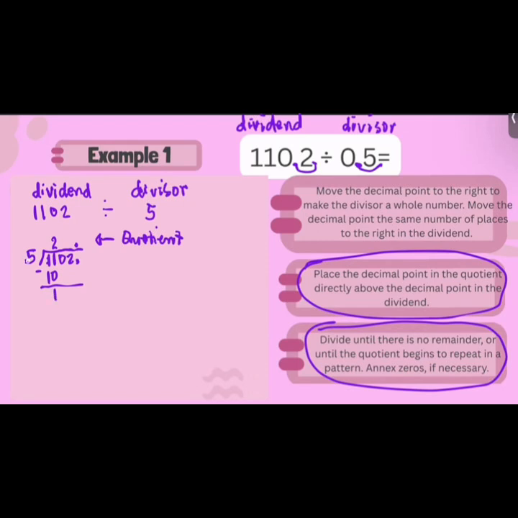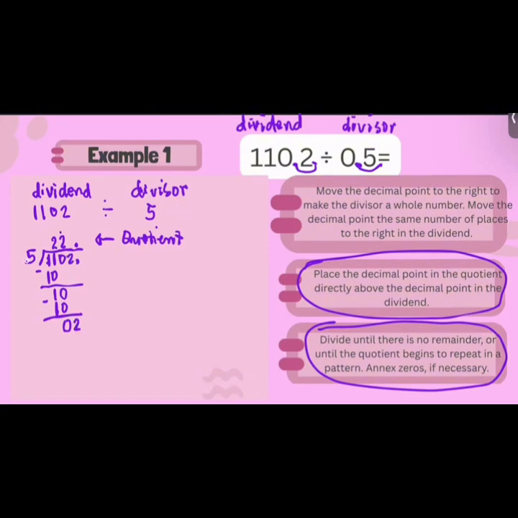1 cannot be divided by 5. Therefore, we will bring down the next digit, which is 0. So now, 10 divided by 5 is equal to 2. We are going to write it on top. And then multiply. 2 times 5 is equal to 10. And subtract: 10 minus 10 is equal to 0. So 0 cannot be divided by 5. Therefore, we are going to bring down the next digit, which is 2.